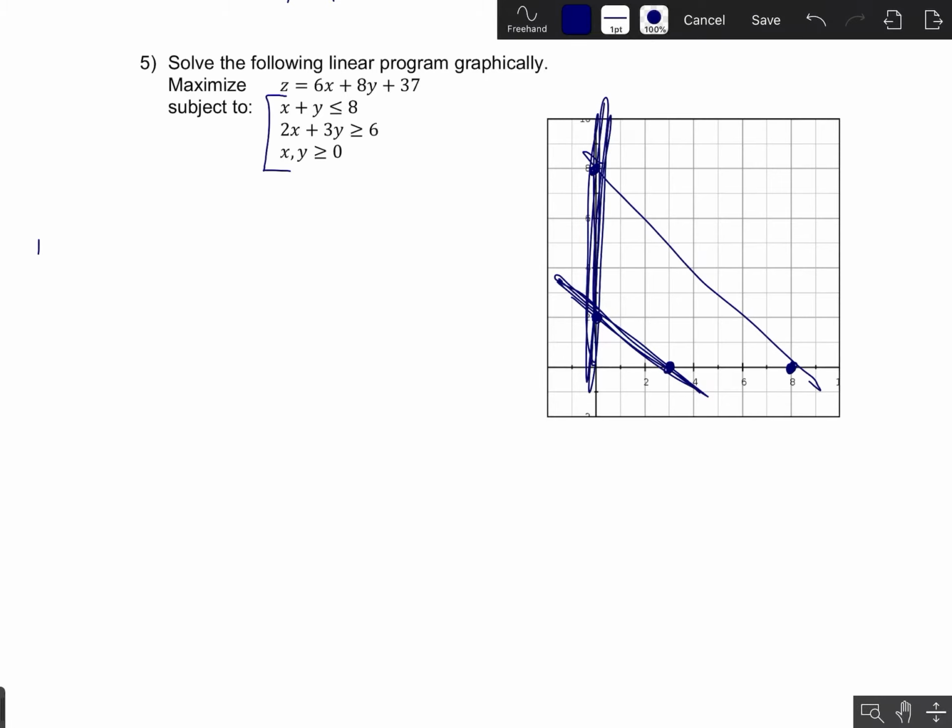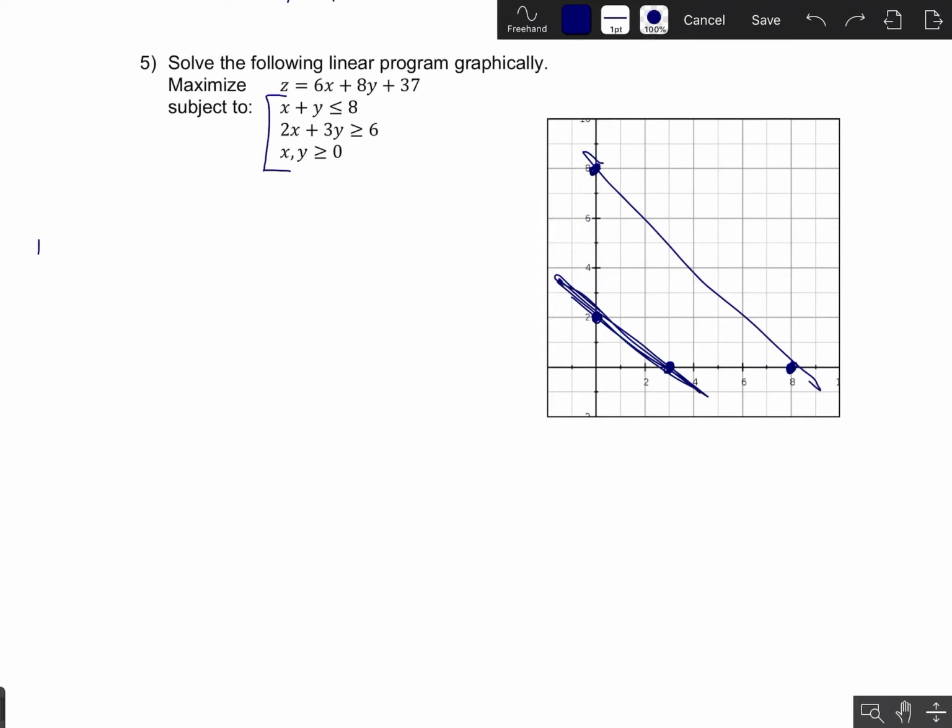And if you'd like, you can also go ahead and plot the boundary lines that are represented by the axes. So this would be the boundary line that says that x needs to be bigger than or equal to 0, and this would be the boundary line for saying that y needs to be bigger than or equal to 0. So here are all of our boundary lines. And now we need to determine which region here is actually the feasible region.